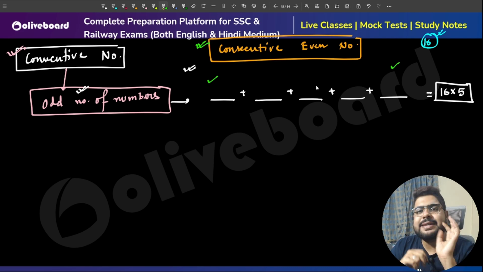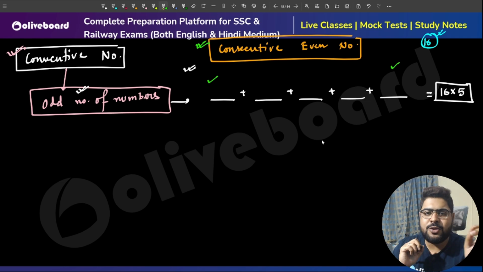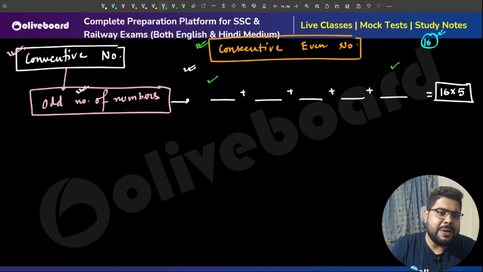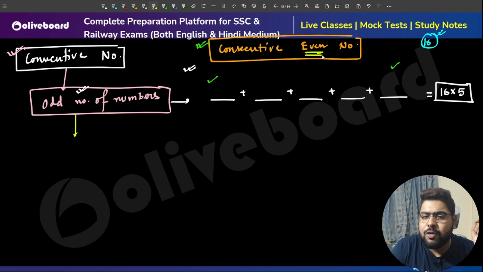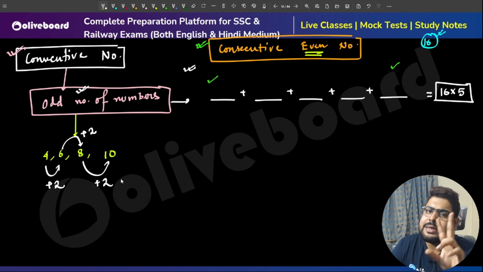So whatever the question might be, we need to figure out these numbers. We need to figure out these numbers. That is the type we are talking about. Now, please understand one very simple thing. Be it consecutive even numbers or consecutive odd numbers, if I say even numbers consecutive, 4, then 6, then 8, then 10, you'll see one very simple thing: the gap is 2. The gap here is always 2 between two consecutive even numbers.